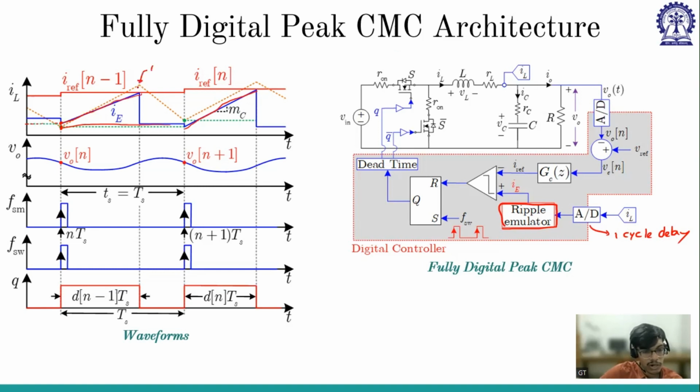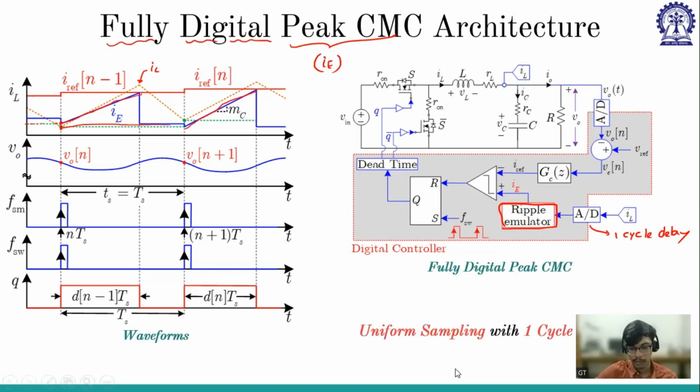See, this is IL. IL is not hitting the peak. IE, which is the emulated ramp, is hitting the peak, I reference. Whenever it hits, the duty ratio will be turned off. So here we are doing the peak current mode control of the emulated ramp, not the actual one. That's why it is called fully digital. And this is uniform sampling. We are taking uniform sampling with 1 cycle delay.